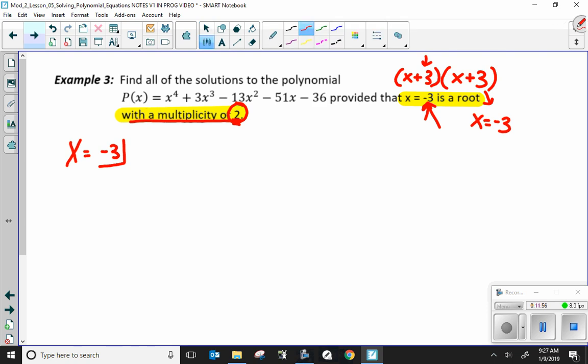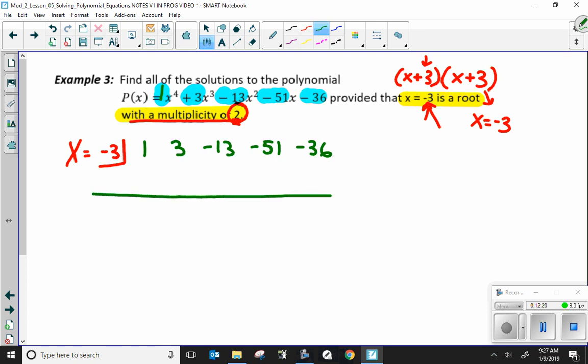All right. Let's start doing this. Bang. This is 1x to the fourth, positive 3x cubed, negative 13, negative 51, negative 36. Let's do this. This was a 1, so I'm going to pull a 1, a positive 3, a negative 13, a negative 51, and a negative 36. Draw my line. I know this is a factor, so I should have a remainder of 0 when I'm all said and done. All right?